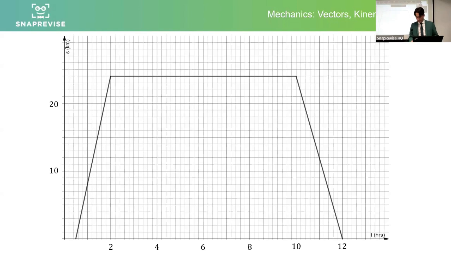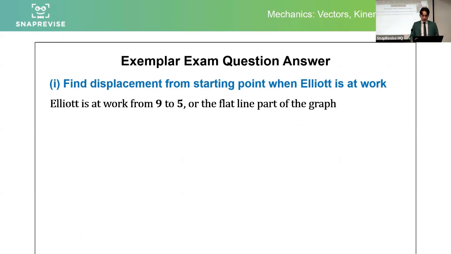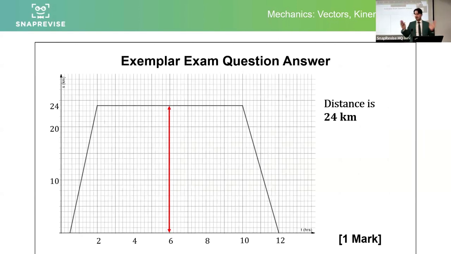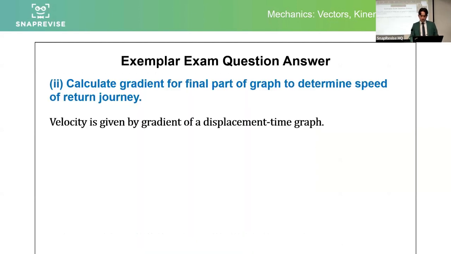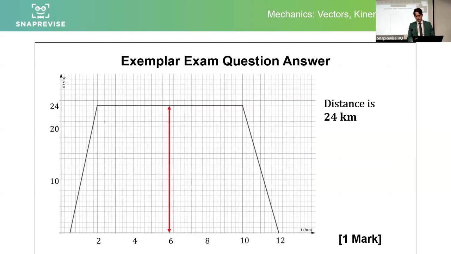Okay, so let's have a little look. So there's the graph that shows the journey. We want to look at the displacement, looking at the start where Elliot's at work. So he's at work from 9 to 5, which is the flat line. We basically just need to read off S from the start. That's hopefully a really simple one, because from 9 to 5, that's when he's at work. We care about the Y value of the displacement for the whole thing. So that will be at 24. So basically 24, is that right? 24 kilometers away, 1 mark. Okay, so that was just reading off a graph.